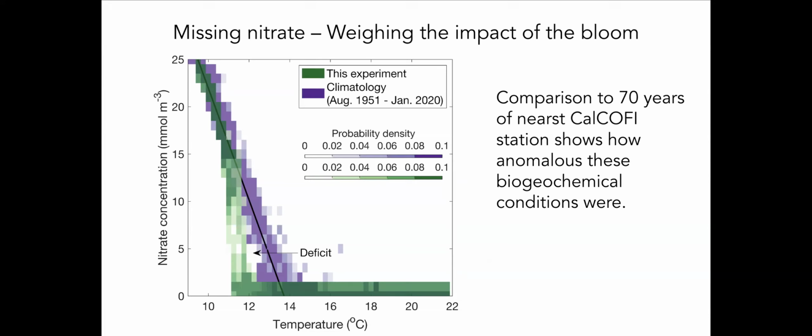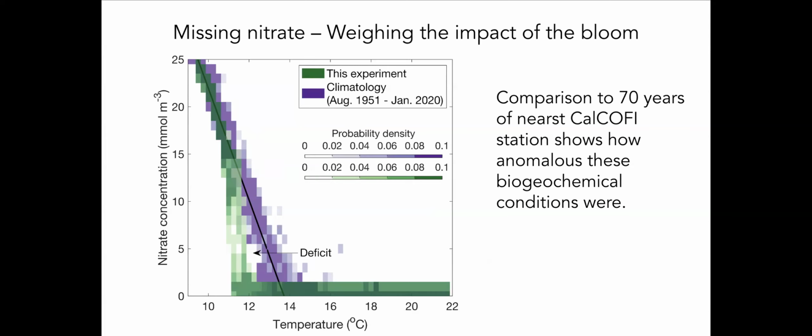This is quite similar to this idea of the nitrate being distributed on these density surfaces. And the purple histograms are the distribution of the nitrate concentration as a function of temperature from measurements that span 69 years from the CalCOFI program just offshore of us here at Scripps. This is the innermost, southernmost CalCOFI station.